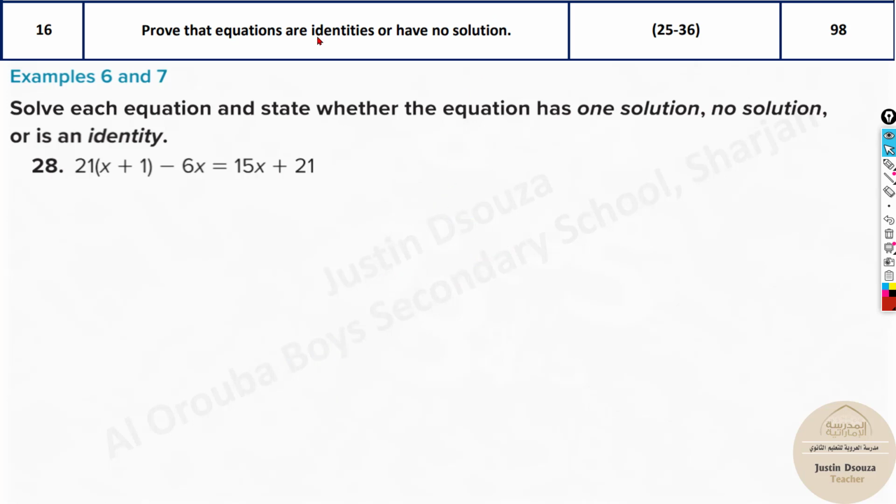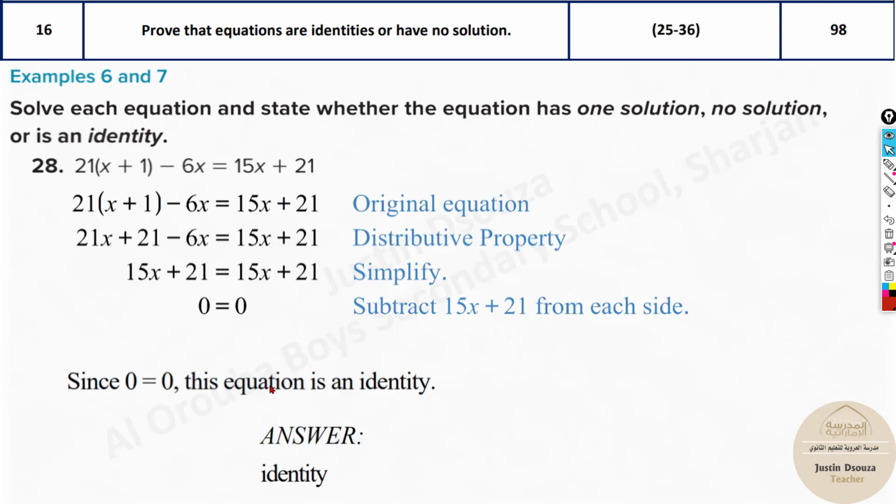Please do try to solve the other problems by yourselves. They're just similar to that. All the solutions are worked out over here.